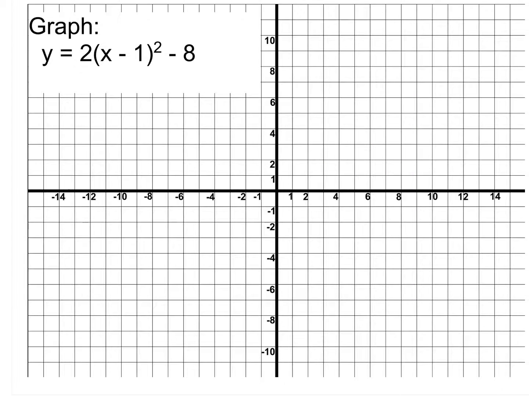For this one, again, I start by applying the vertex, so we're going to go right 1 down 8. And then the 2 out front tells me that I got a vertical stretch by a factor of 2, so instead of over 1 up 1, we go over 1 and up 2. Instead of over 2 up 4, we go over 2 and up 8, because I'm multiplying my height by 2. And then instead of over 3 and up 9, we go over 3 and up 18, because 9 times 2 is 18. And then plot those points and go ahead and draw the graph through it.